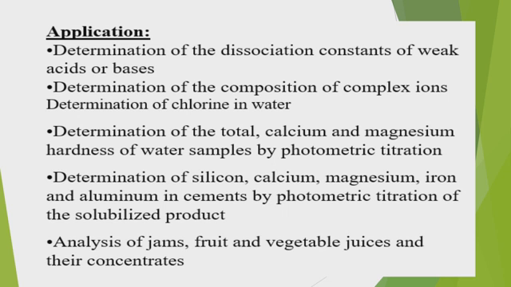So the second application is the determination of the composition of complex ions and determination of chlorine in water. As we have already completed the Job's method for the determination of composition of complex ion, whether the coordination complex formed is of type MX2, MX or XM2, we can easily determine the composition of the complex ion by using photometric titration.